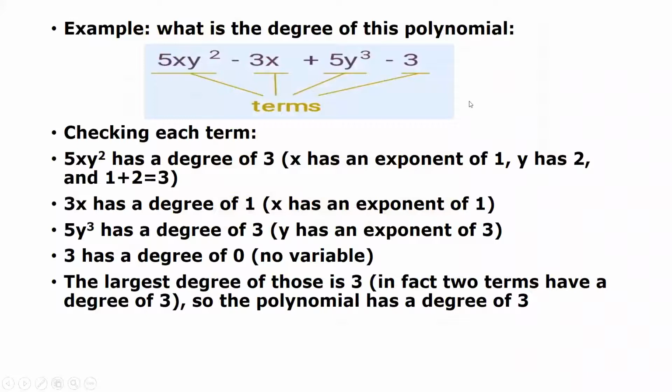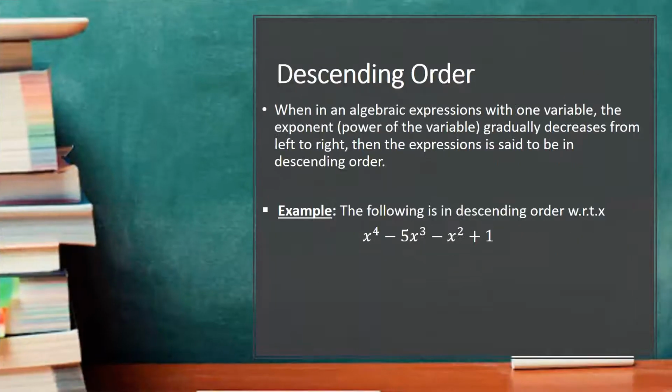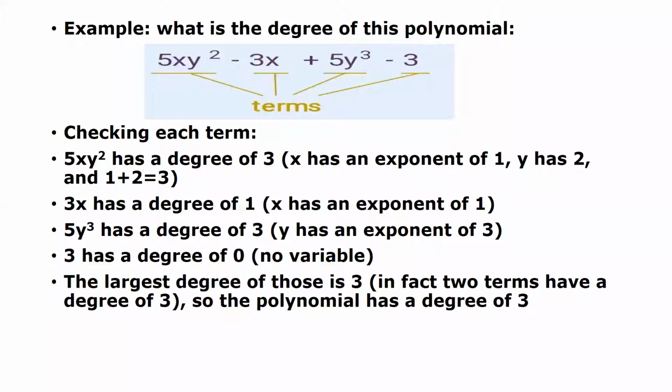What is the degree of this polynomial? For example, the question is 5xy square minus 3x plus 5y cube minus 3. These are 4 terms given to you. Now we have to check one by one. The first term here is 5xy square.